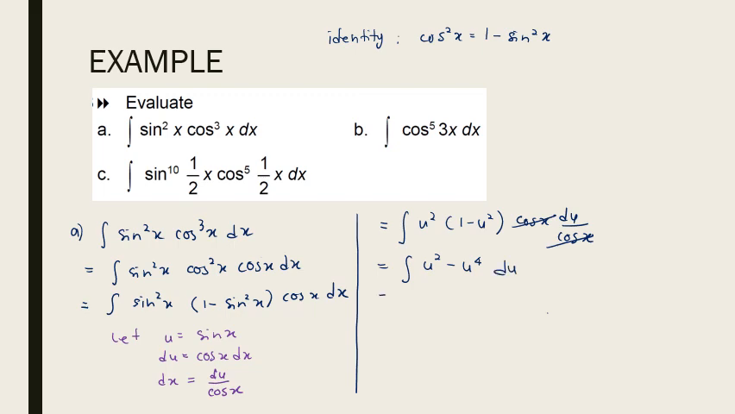Okay, and then integrate easily. So u power of cube over 3 minus u power of 5 over 5 plus c. Substitute the value of u. So u is sine cube x over 3 minus sine power of 5x over 5 plus c. So this is the answer. Okay, for B and C, I leave it to you.